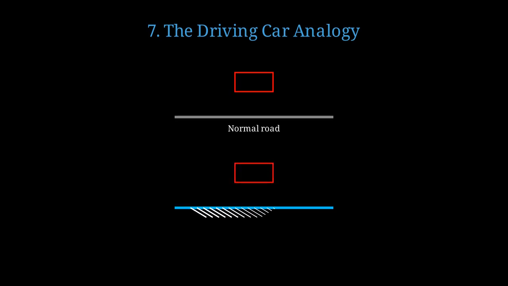Let's use the driving car analogy to build intuition about slip. Imagine driving on a normal road. Your tires grip the surface, there's friction, and you can control the car. Now imagine the road becomes ultra-slick ice. The car glides with minimal friction, moving much faster with the same push.